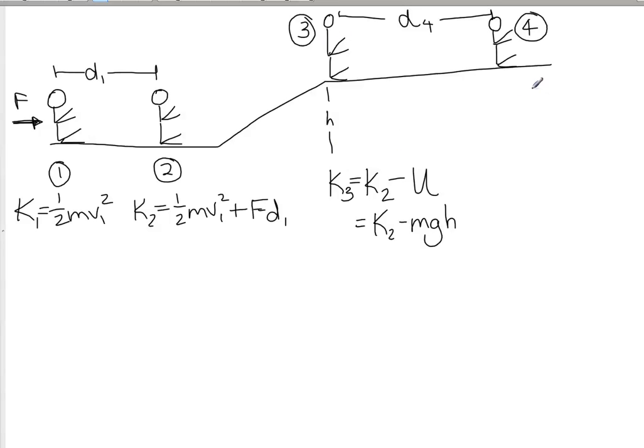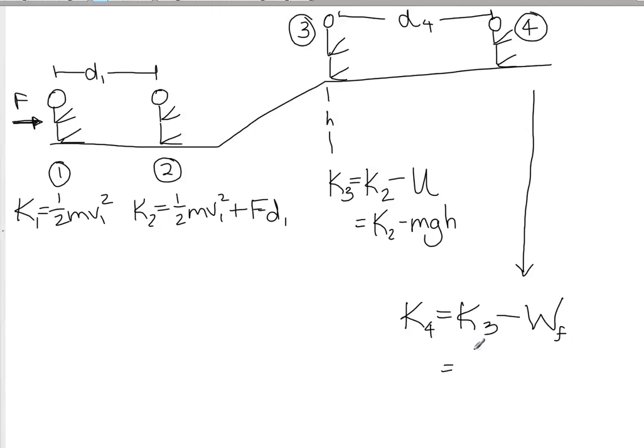Then we come to position number 4. In position number 4, he has some kinetic energy left, and that's what you're supposed to be calculating. That's the answer to this question. Now, he had kinetic energy number 3 in this position here, but in between here and here, friction slowed him down. So friction turns some of his kinetic energy into heat through work. So what we want to do is subtract the amount of energy that the friction turned into heat. So we're going to subtract the work done by friction.